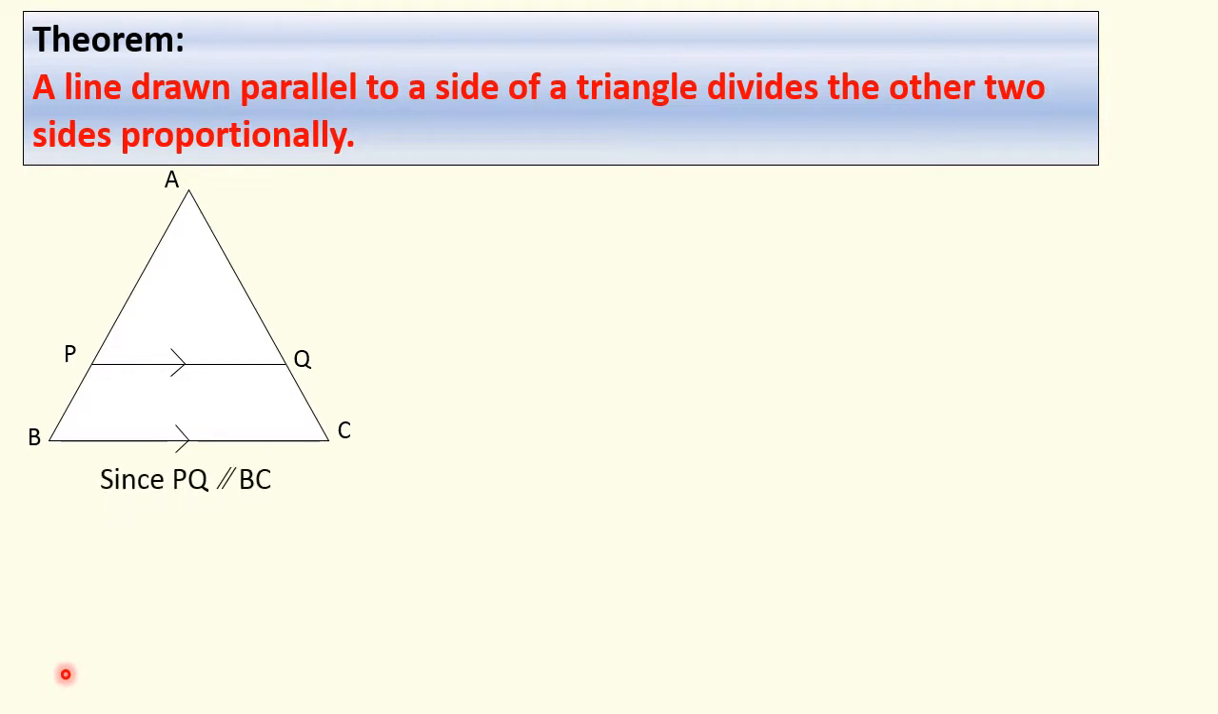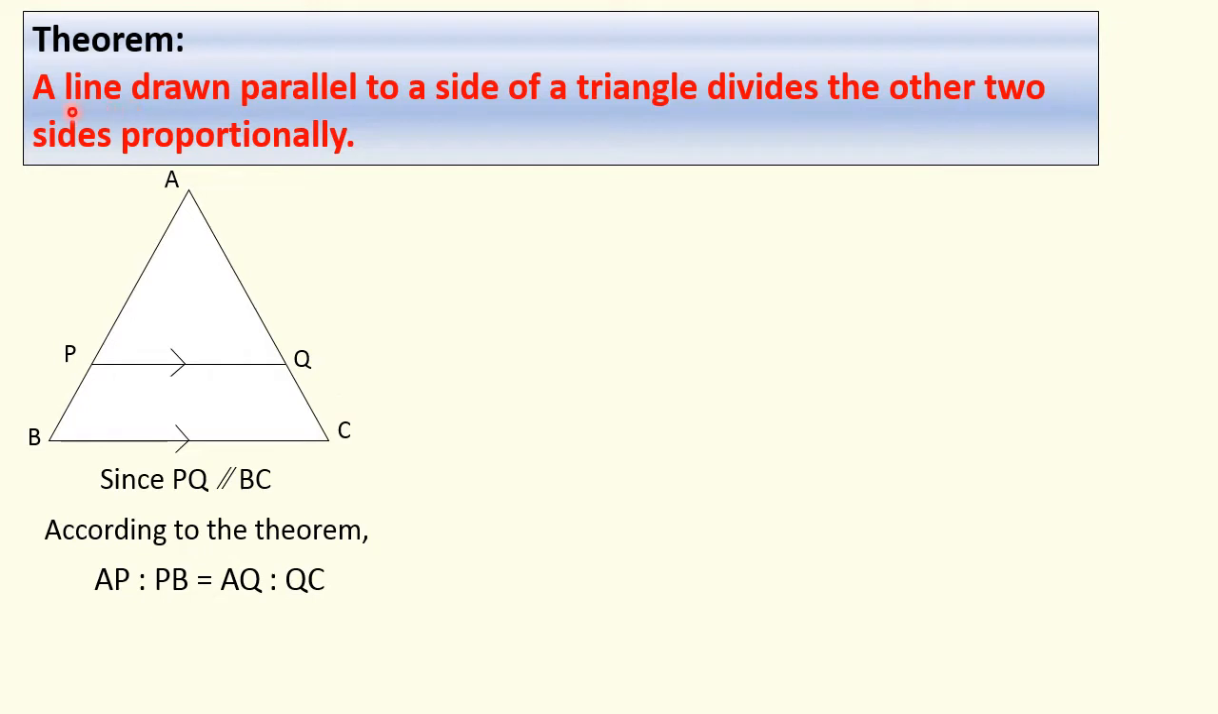Here, since PQ is parallel to BC, this line PQ is parallel to one of the sides of the triangle ABC. Therefore, according to the theorem, AP is to PB equal to AQ is to QC.